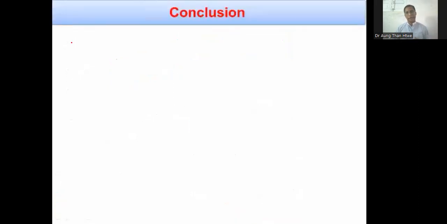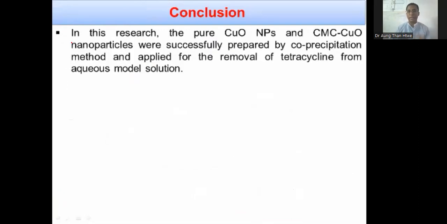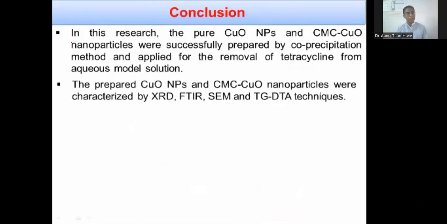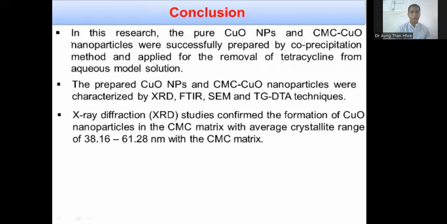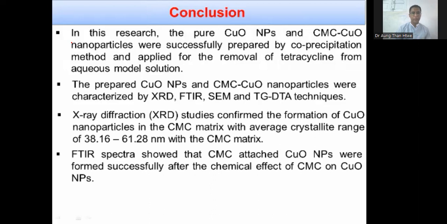And finally, the conclusion of my research topic. The first one: in this research, the CuO nanoparticle and CMC-CuO nanoparticle were successfully prepared by a precipitation method, applied for the removal of tetracycline from aqueous solution. The prepared CuO nanoparticle and CMC-CuO nanoparticle were characterized by XRD, FTIR, SEM, and TGA techniques. XRD study confirmed the formation of CuO nanoparticle in the CMC matrix with average crystallite size from 38.16 to 61.2 nanometers. This is evidence that CMC attaches to CuO nanoparticle successfully.